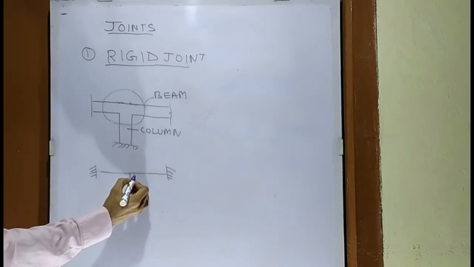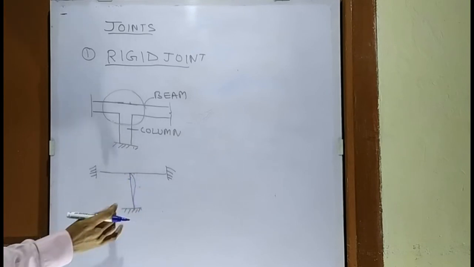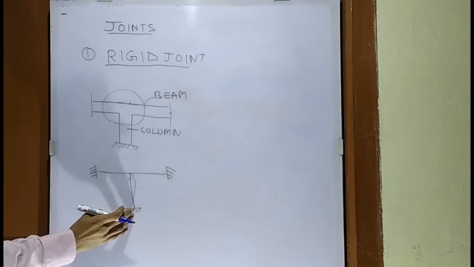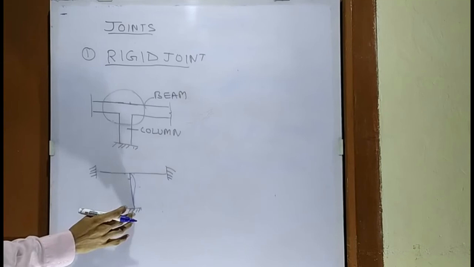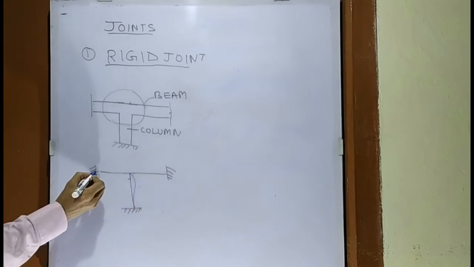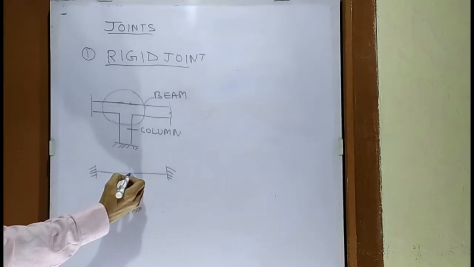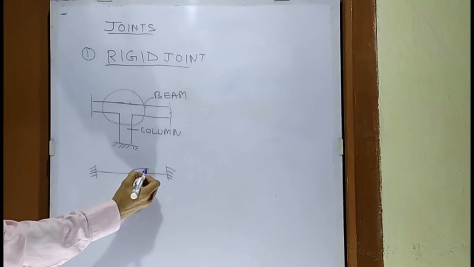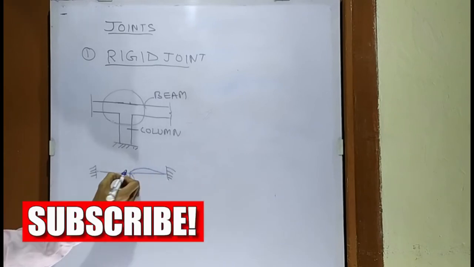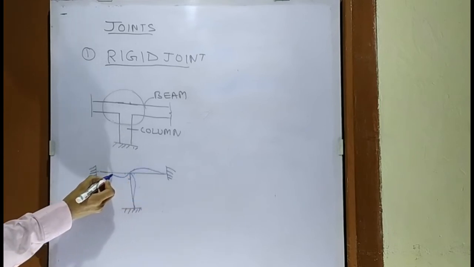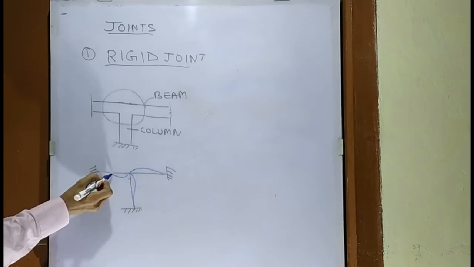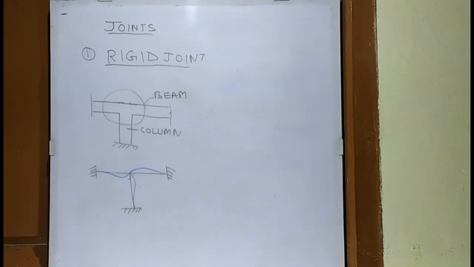At this point the deflected shape may look like this. Because at this point there will be neither deflection, nor translation, nor rotation, because this joint is fixed. Also at this joint we can draw the elastic curve like this, and likewise the deflected shape of this beam.